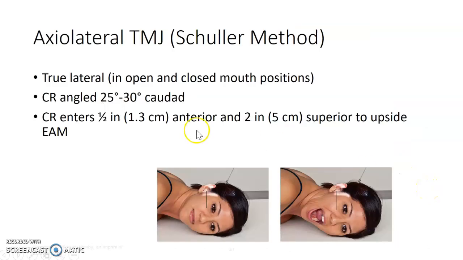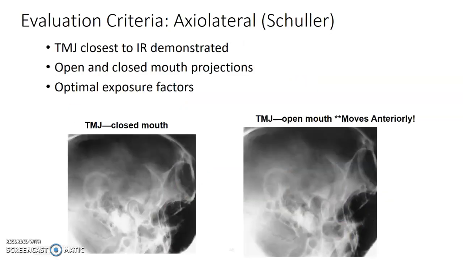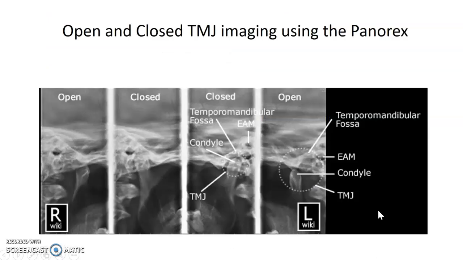The Schuller method uses an increased tube angle. So it uses a 25 to 30 degree caudad angle. The patient is kept in true lateral. They're not tilted, but again, an open and a closed, really similar, all right? So this is your difference here. So a closed mouth, it's in the joint space. Open mouth, it moves anteriorly. Remember that for your test.